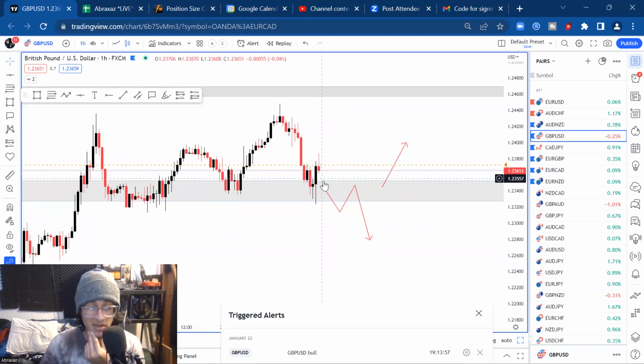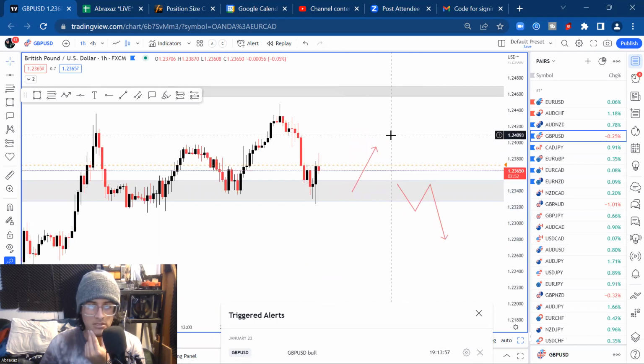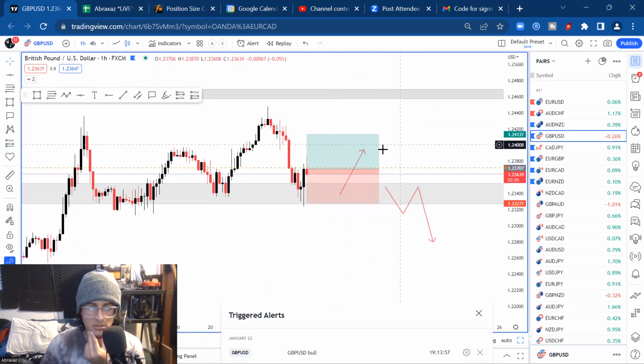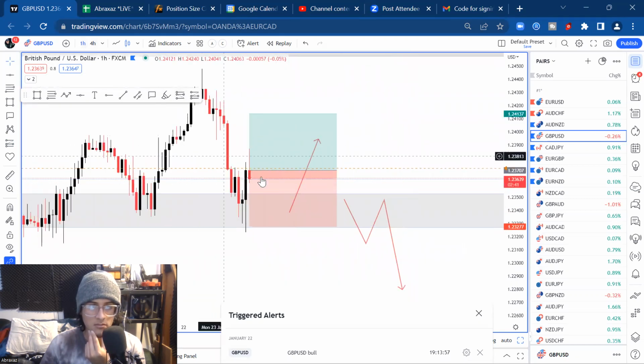But I do anticipate it shooting upwards right here. Either way, I'm just going to place a long position just to see what happens. I'm just going to leave that there. Okay, I'm on a 1 hour.